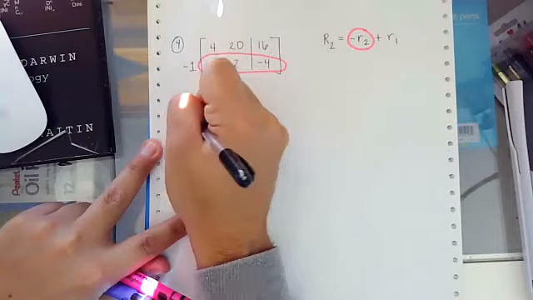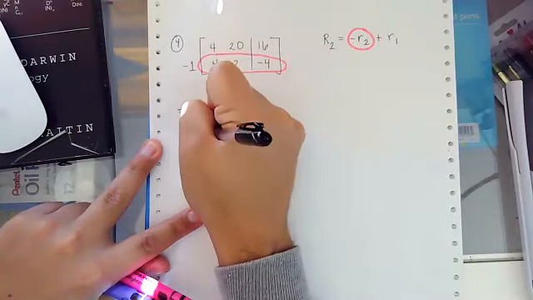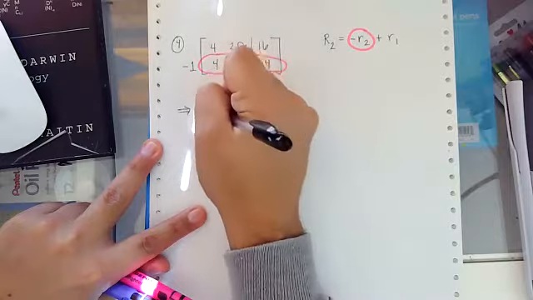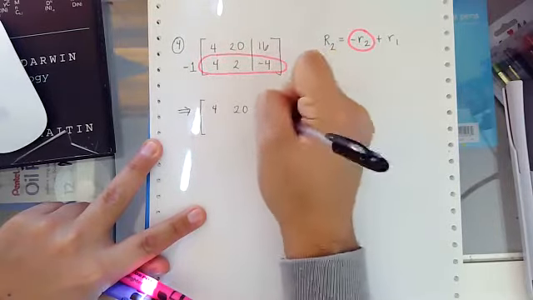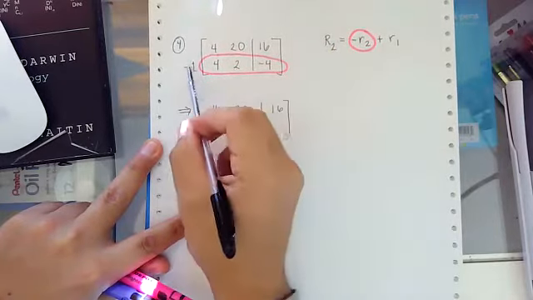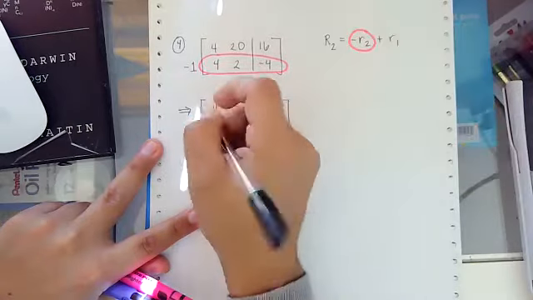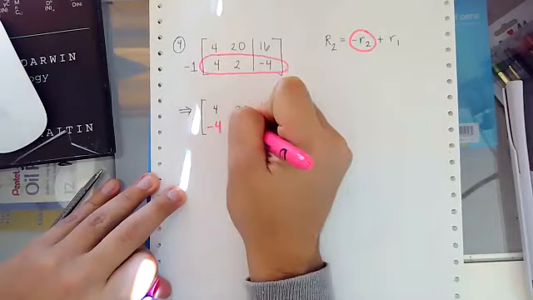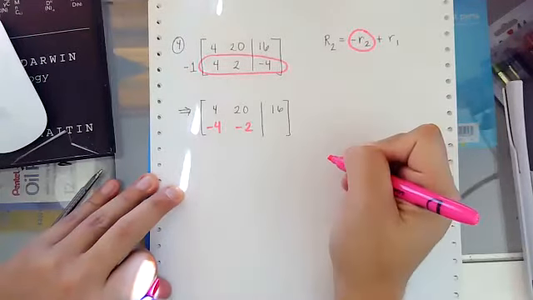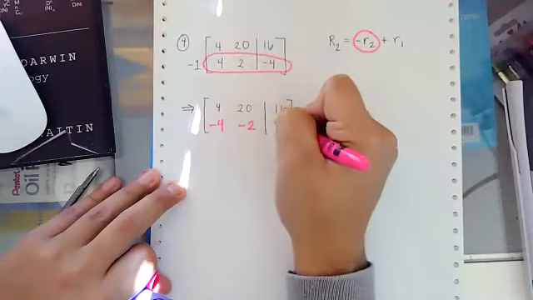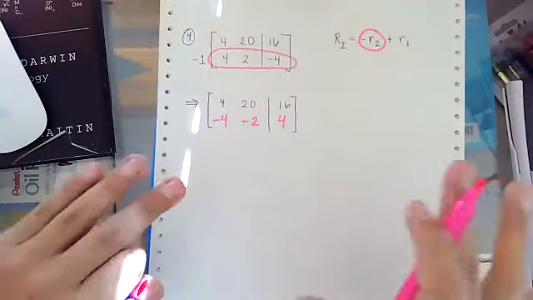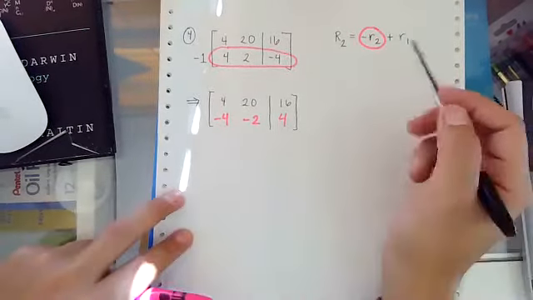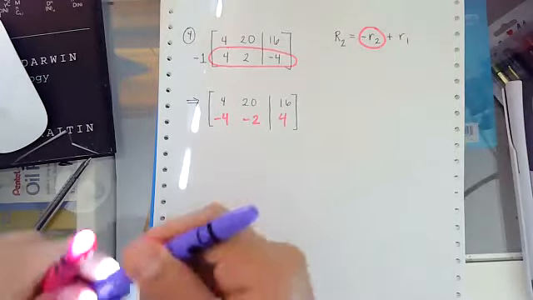So I might write the resulting matrix just by multiplying the -1 here. So I'm leaving R1 alone. And I'm just gonna do the first step here of multiplying this to get -4, -2, and then +4. Is that what you guys got for your intermediate step? Okay, now I'll go ahead and take care of adding the two rows together.